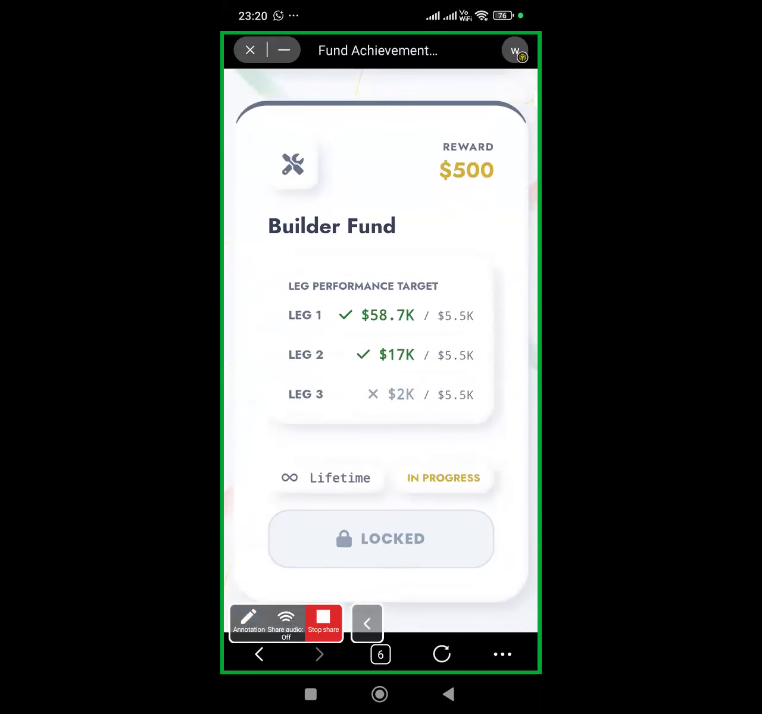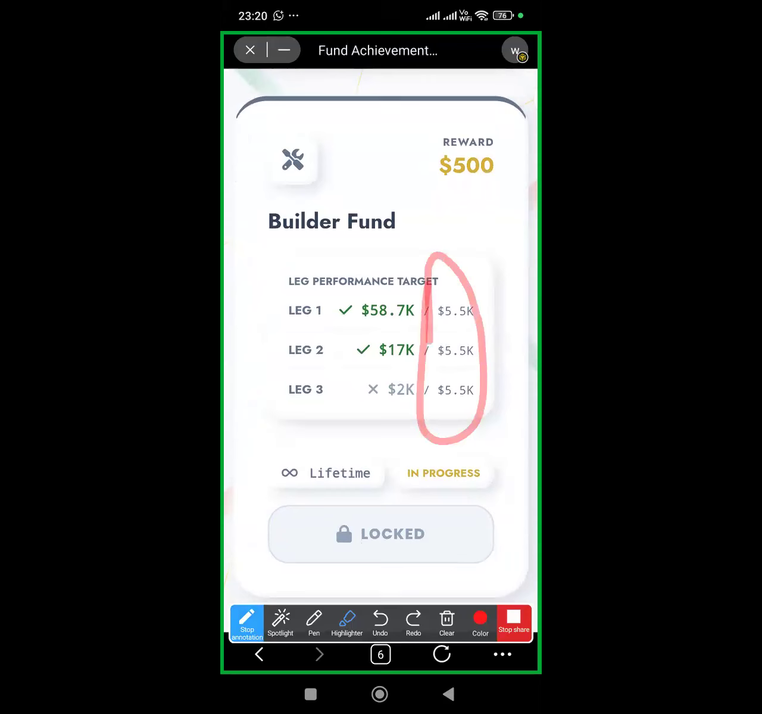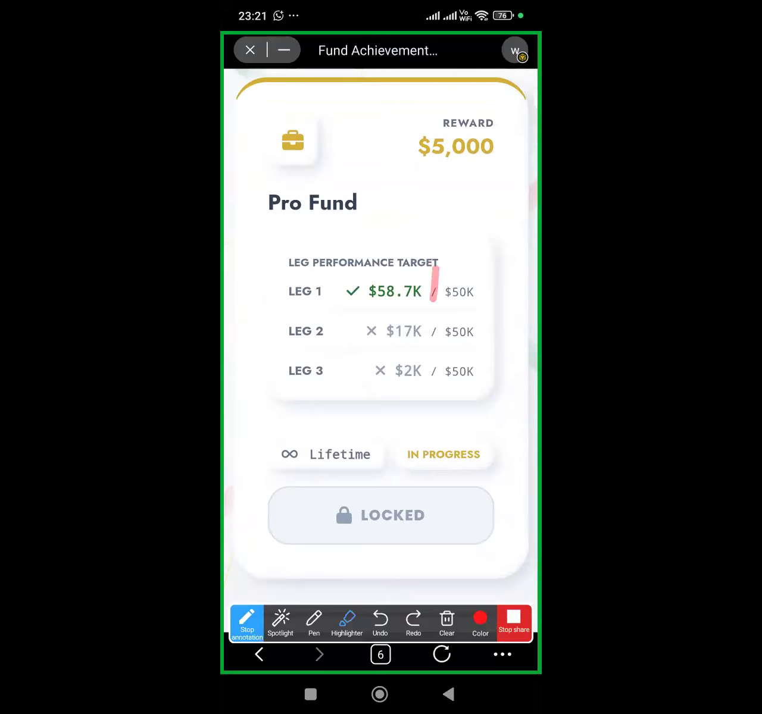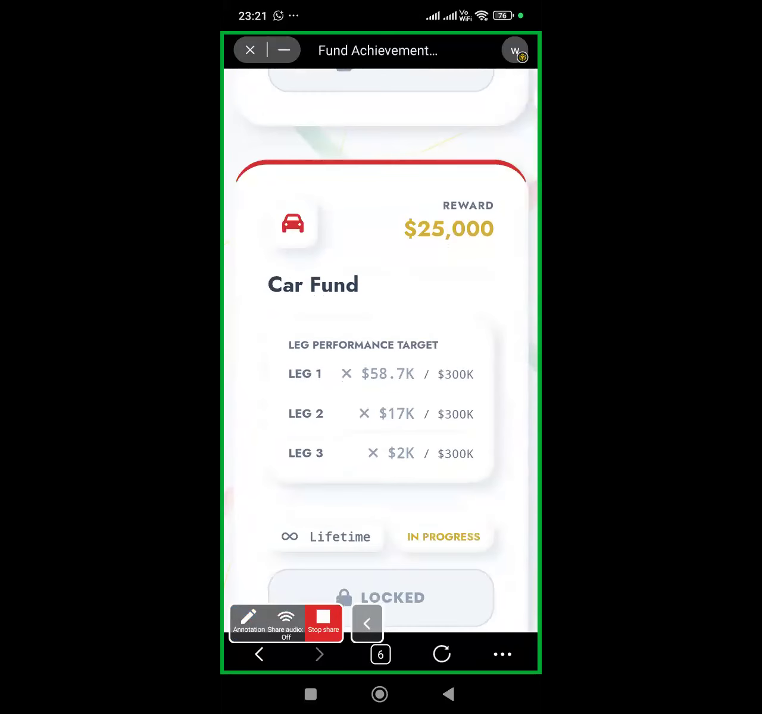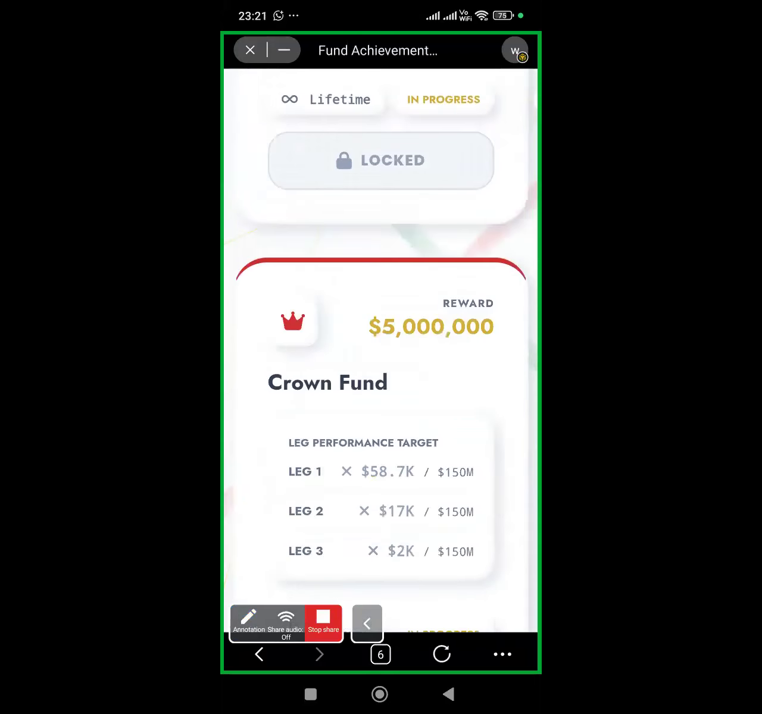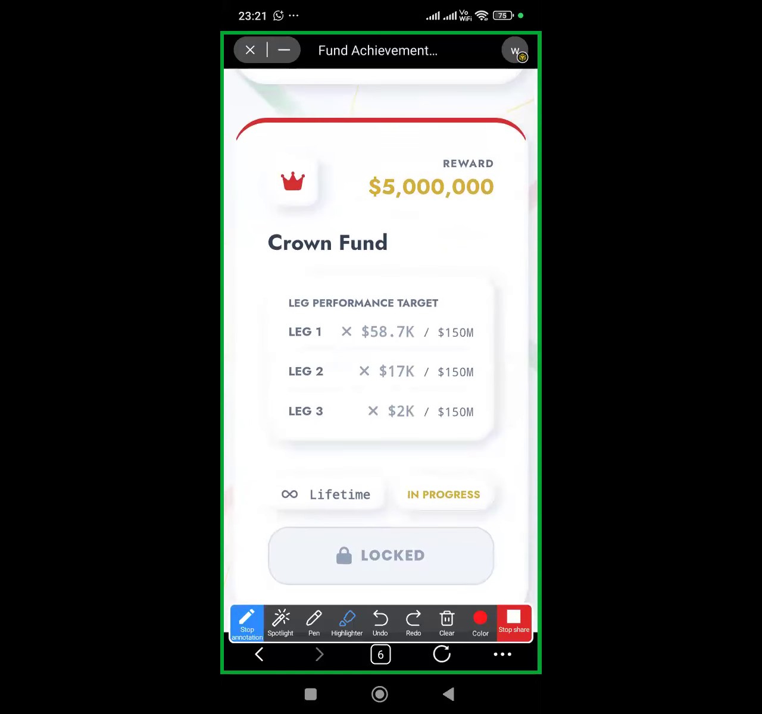This is the first one, and for the second one you can see you have to complete this business in 3 legs. You will qualify for this. You just have to maintain your 3 legs. You can qualify for a $5,000 reward. You can see here if you qualify for this, you can achieve a $25,000 reward. So up to $5 million you can make from this. This is the fund achievement.